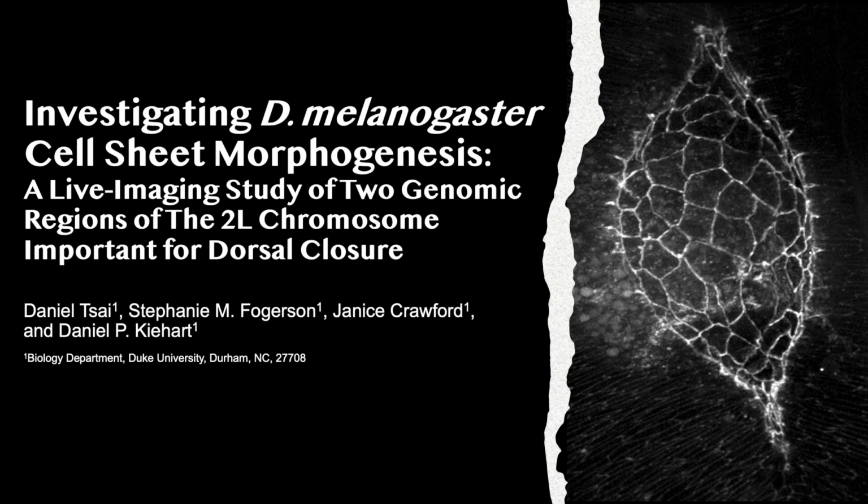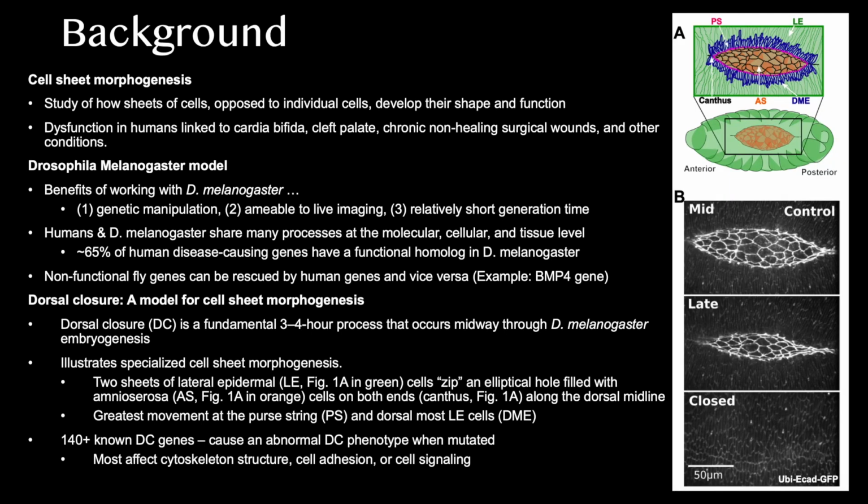I am a senior at Duke University, where I am a member of the Keyhart Laboratory, and today I will be presenting my project titled Investigating D. melanogaster cell sheet morphogenesis, a live imaging study of two genomic regions of the 2L chromosome important for dorsal closure. I've been working on this project for over 2 years now with Stephanie Fogerson, Janice Crawford, and Dr. Daniel Keyhart.